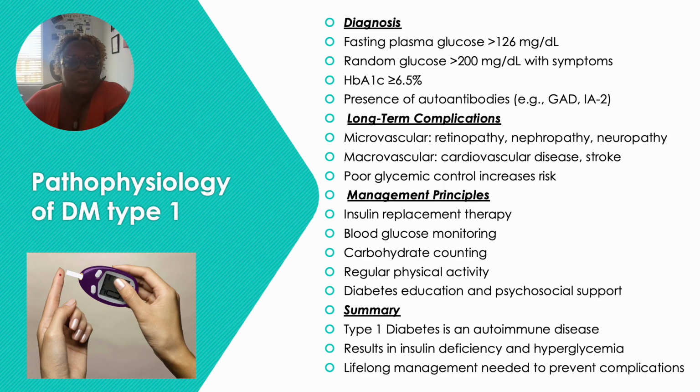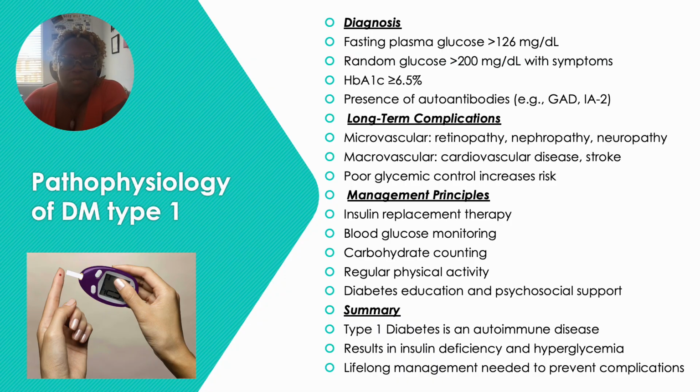How do we diagnose type 1? Some of the blood tests that we may do: a fasting plasma glucose, which in type 1 will be indicative of greater than 126 milligrams per deciliter. Random glucose greater than 200 with symptoms. Your hemoglobin A1C is going to be equal to or greater than 6.5. Presence of autoantibodies, your GAD and IA2.